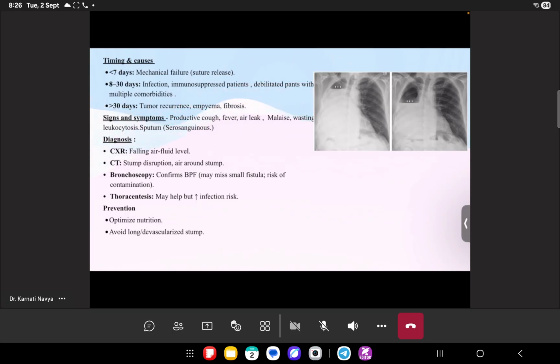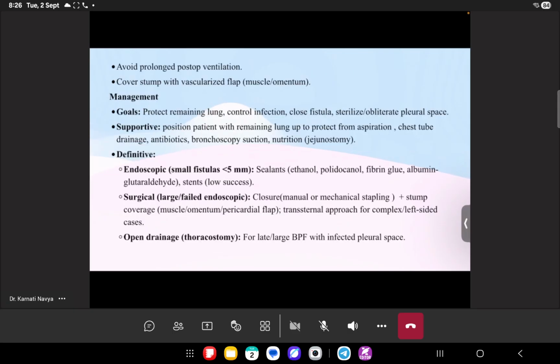Prevention is by optimizing the nutrition, avoiding a long or devascularized stump, and avoiding prolonged post-op ventilation with higher positive pressures, and usually preferring a covering of the stump with a vascularized flap, muscle, or omentum. Management goals: the main goal is to protect the remaining lung, control the infection, close the fistula, and sterilize or obliterate the pleural space.